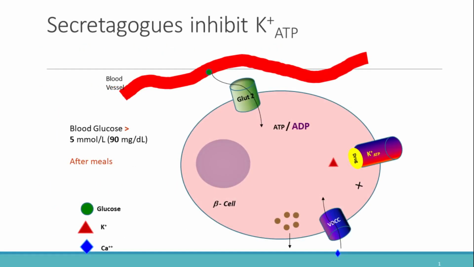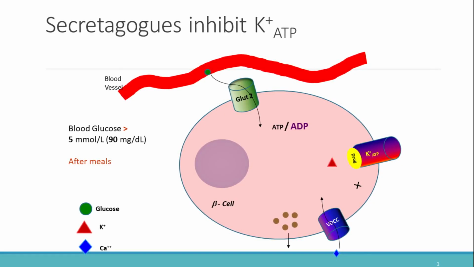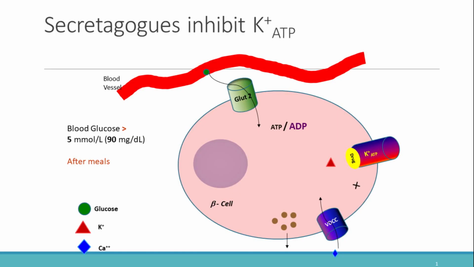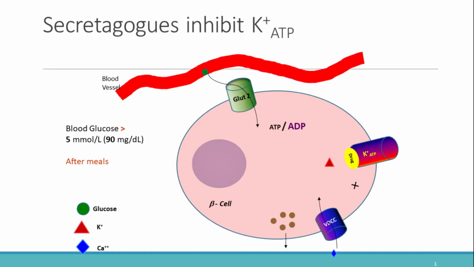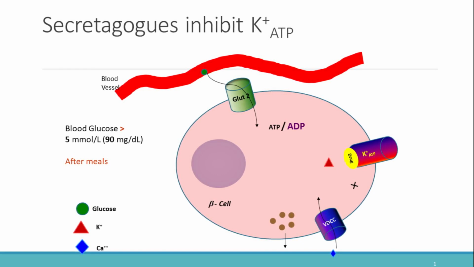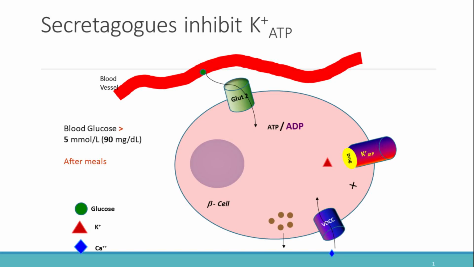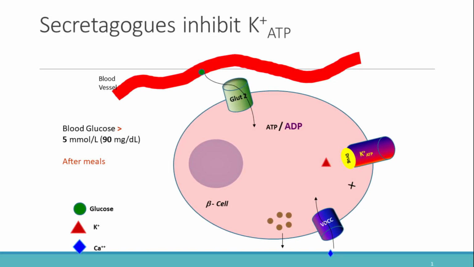The sulfonylureas bind to a high-affinity sulfonylurea receptor that is associated with a beta cell inward rectifier ATP-sensitive potassium channel, as shown. Binding of a sulfonylurea inhibits the efflux of potassium ions through the channel and results in depolarization. Depolarization opens a voltage-gated calcium channel and results in calcium influx and the release of preformed insulin.